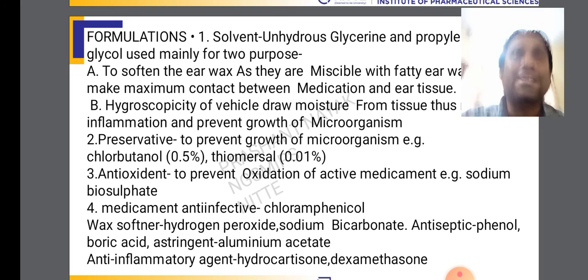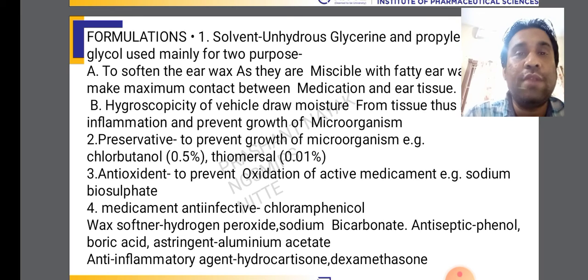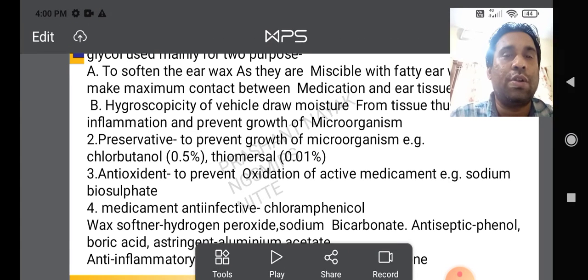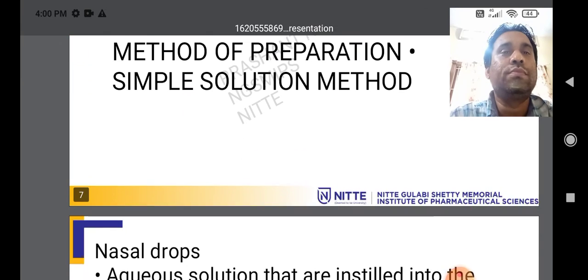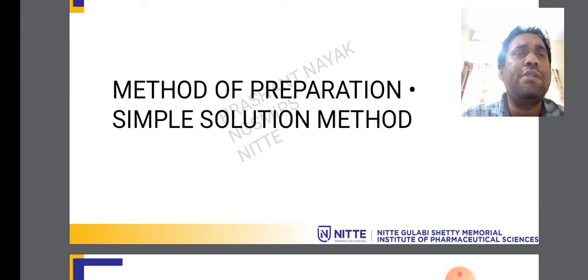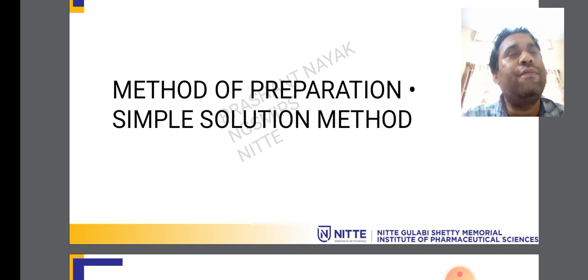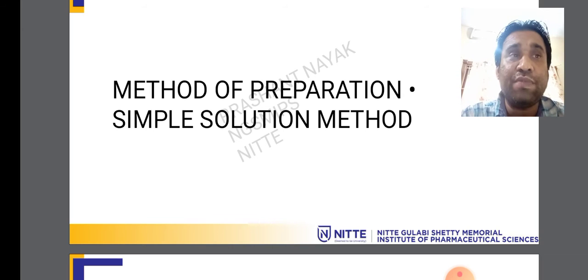So these are the various aspects of formulation. We can do the formulation with the help of a solvent, a preservative, an antioxidant and a medicament. These are the four ingredients we will be using in the formulation of an ear drop. Now coming to the method of preparation, it is a simple solution method where all four ingredients are mixed together with slight shaking or stirring. It forms a complete solution and the solution is ready for use as an ear drop. So the method is very simple.